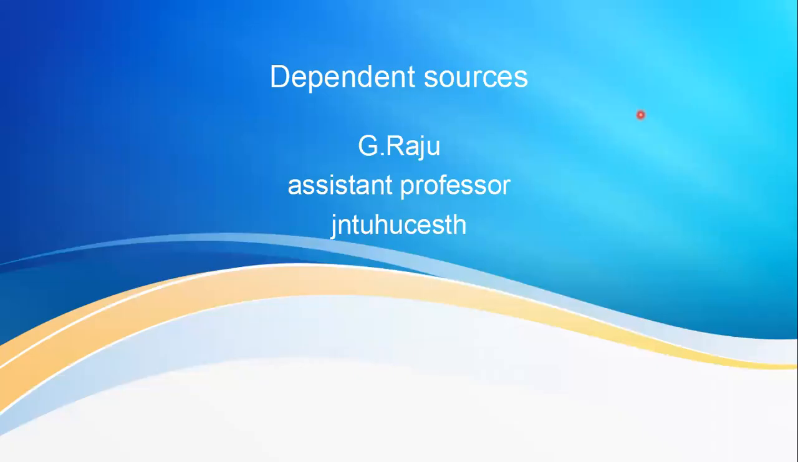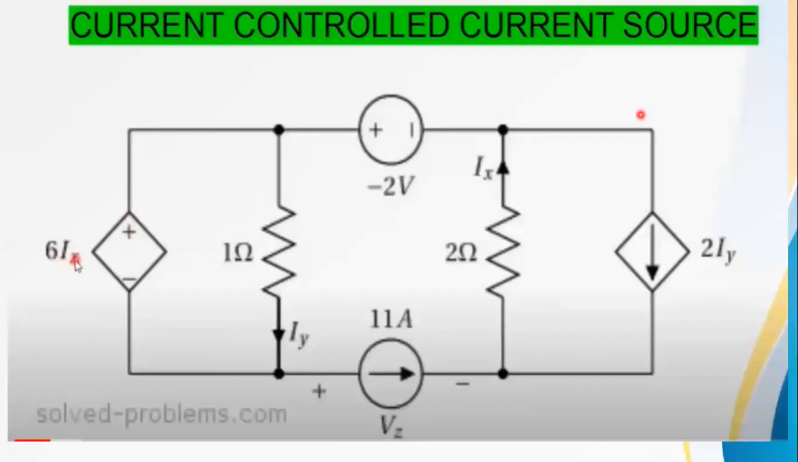Simulation of dependent sources by using MATLAB Simulink. By taking this example, we can understand how to simulate the dependent sources. Here, this is called a current controlled voltage source, and this is called a current controlled current source. In this circuit, there are two dependent sources, a current controlled voltage source and a current controlled current source.